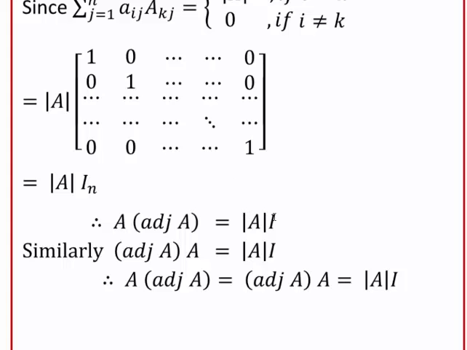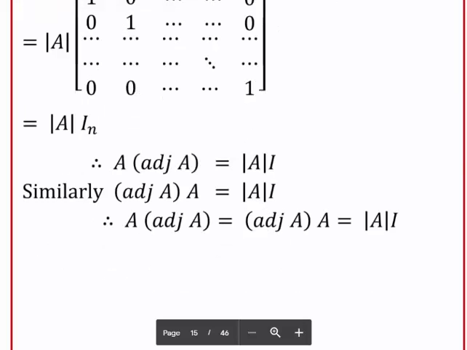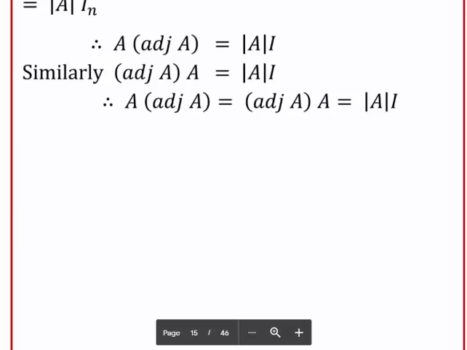Half of the part we already did. What is the remaining part? We have to show adjoint of A into A equals determinant of A into I. Previously we showed A into adjoint of A. Here it is the reverse way, or you can say we have to check whether it is commutative or not. We can do it in the same way, and we get adjoint of A into A equals determinant of A into I. In this way we prove this result.